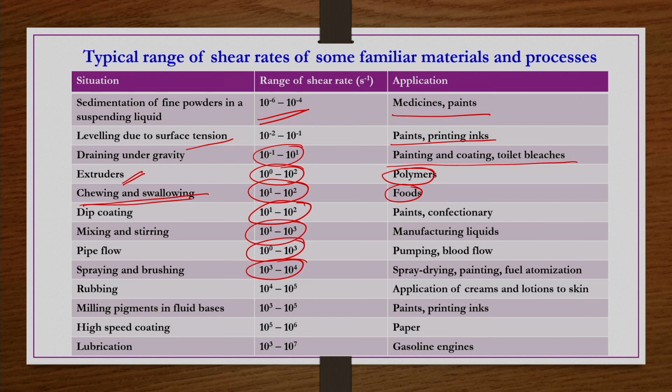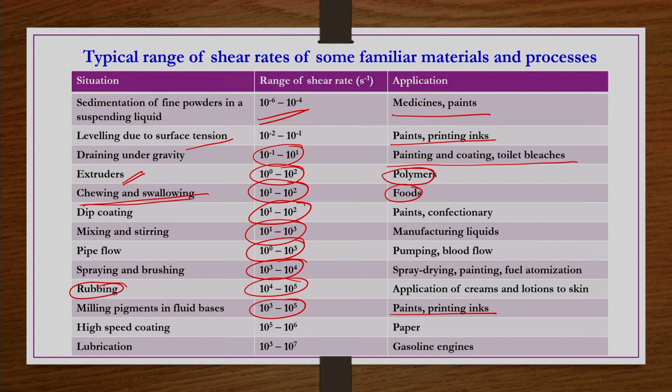Then in general creams and lotions that we apply to the skin, right. By a rubbing kind of action, the shear rate is very high, usually 10 power 4 to 10 power 5 second inverse. That is the reason in general when we apply these lotions or creams to our skin, our palms get warmed up slightly, because we are applying high shear rates. Then paints, printing inks, etc. So milling pigments in fluid bases, up to 10 power 5 second inverse.